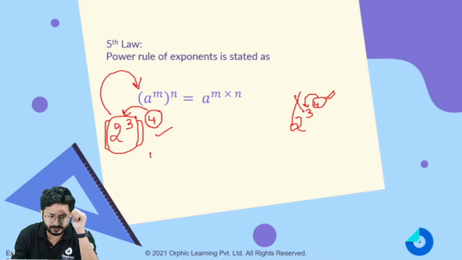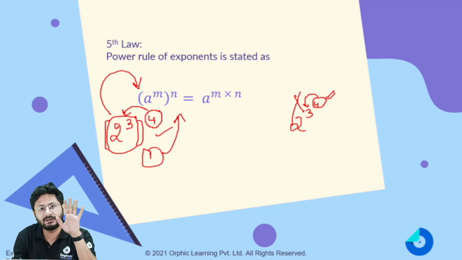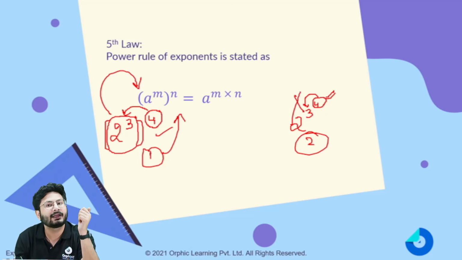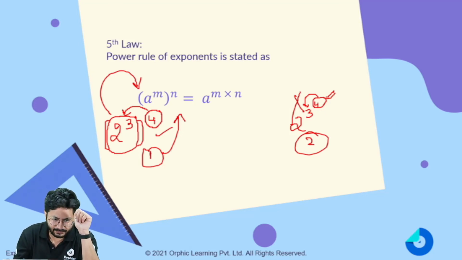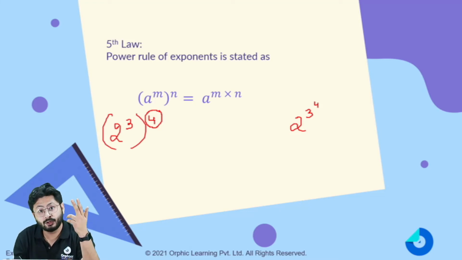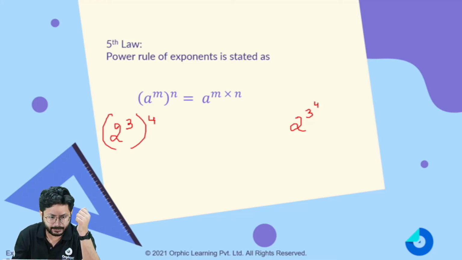The first one follows the law of exponent, the fifth law, and the second one does not follow any law. You have to calculate it yourself manually. Let's solve both of them. Now I'll just delete a few things so that we are able to see it properly. Okay, now let's see. 2 to the power 3 whole to the power 4.